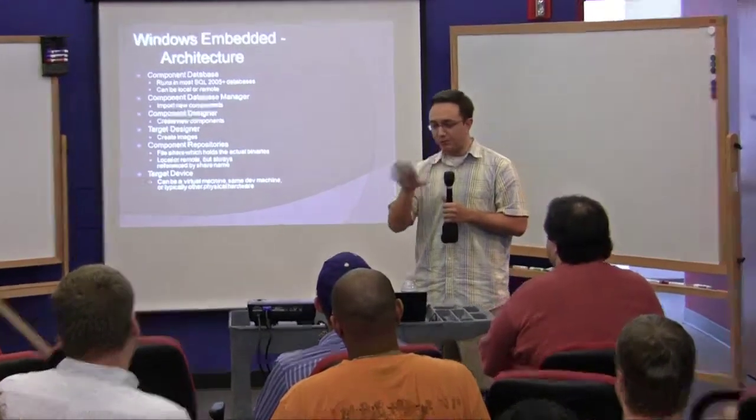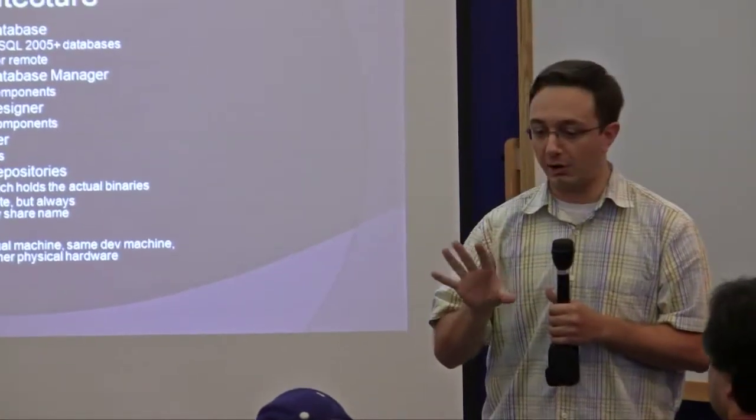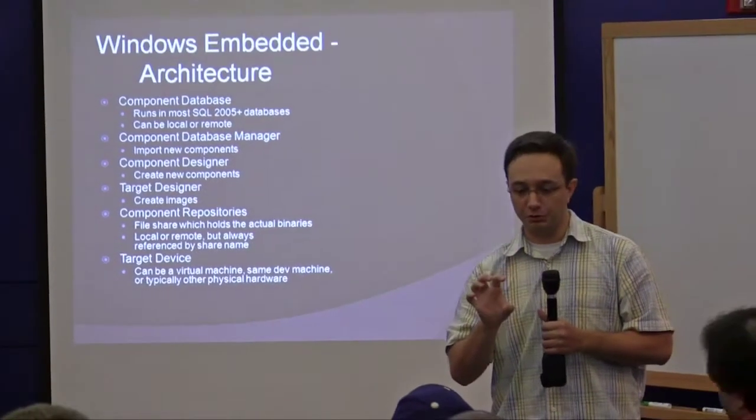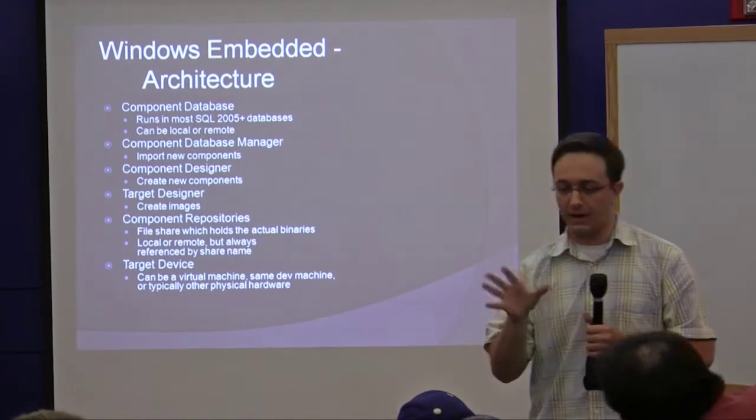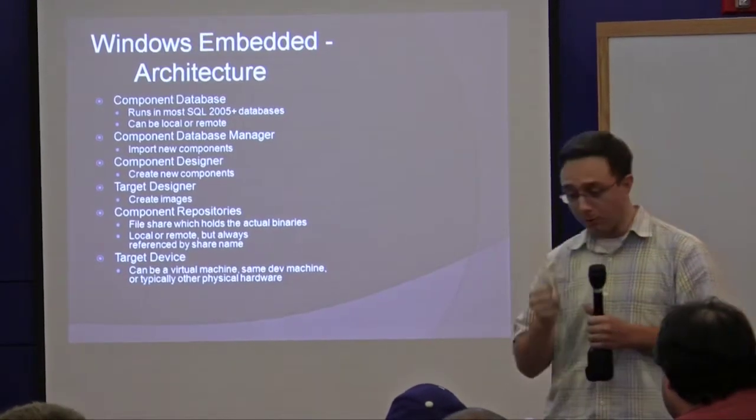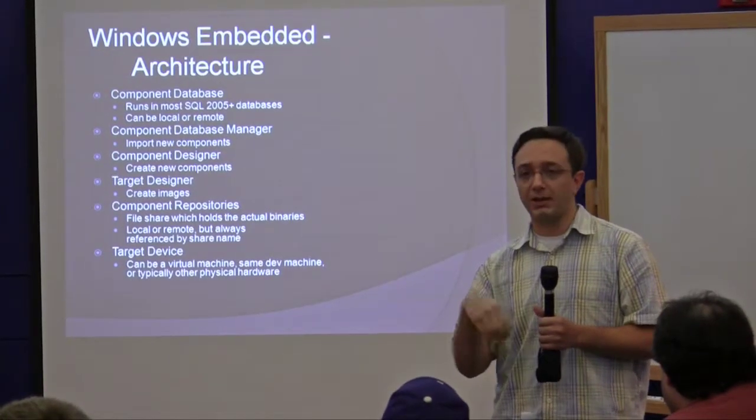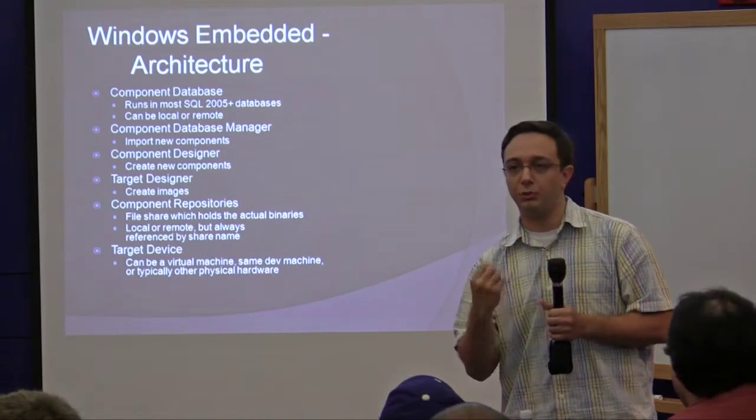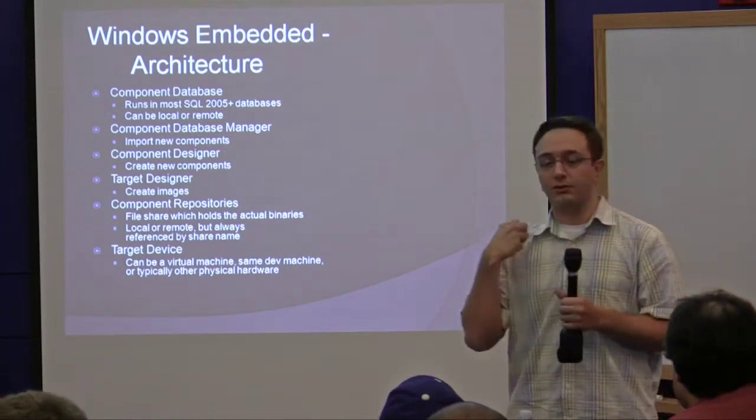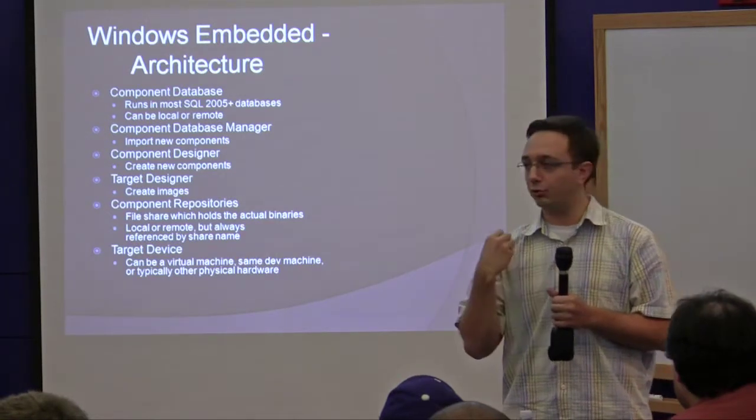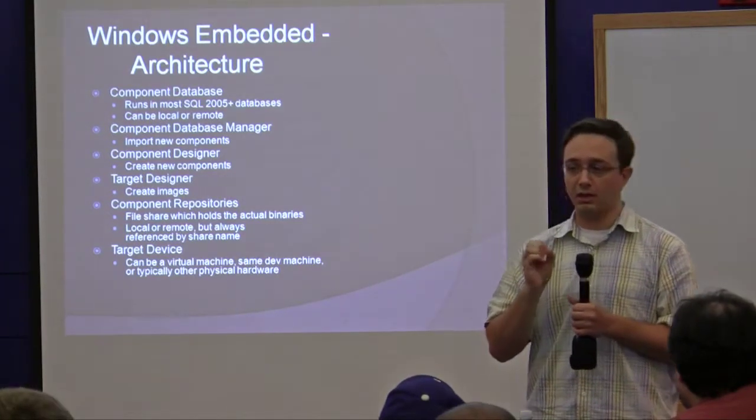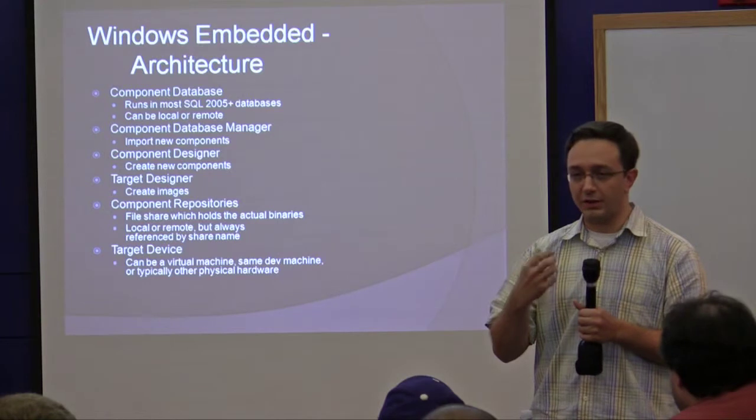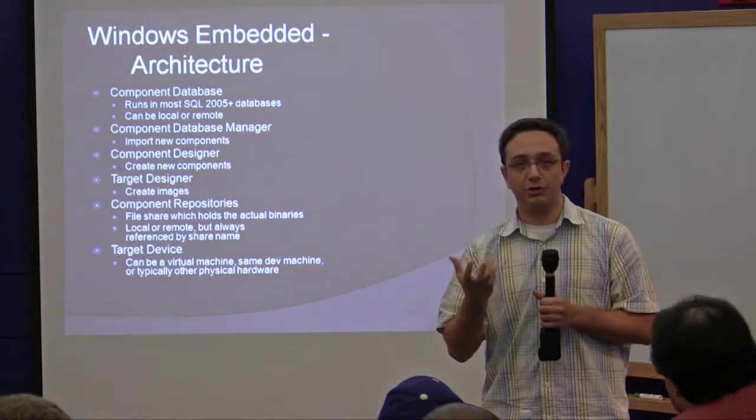So I'll quickly go over the architecture of Windows Embedded, how it works. There's a component database that holds all the different components that are available to you. It runs off of SQL 2005 or later databases. It can be local or remote. There's the database manager, which allows you to configure some settings in the database. The component designer, which is what you use to create custom components. So if you're creating a component for your front end or for driver packages that aren't in the base Windows Embedded product, that's what you would use. And target designer is how you actually create your images that you're going to deploy.